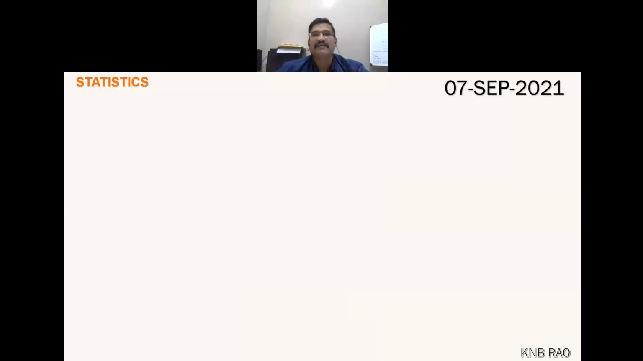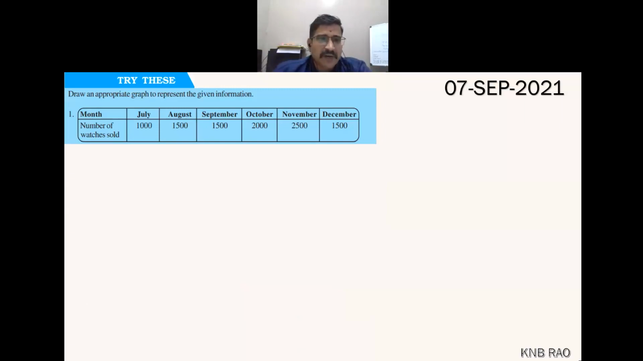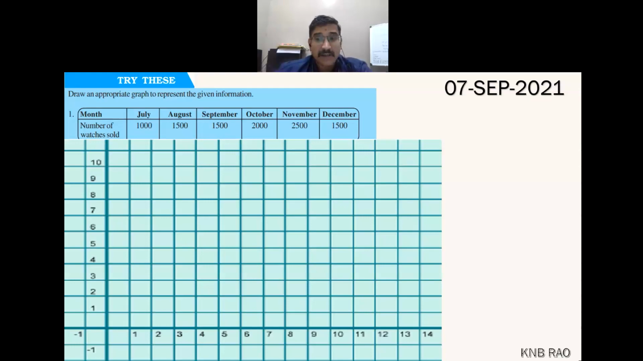Then here I am giving you a work to do. You have already done, in fact. This is the one. Draw an appropriate graph to represent the given information. Which graph will you draw? Will you draw a bar graph, pictograph, or double bar graph? Bar graph, sir. Correct. Bar graph.